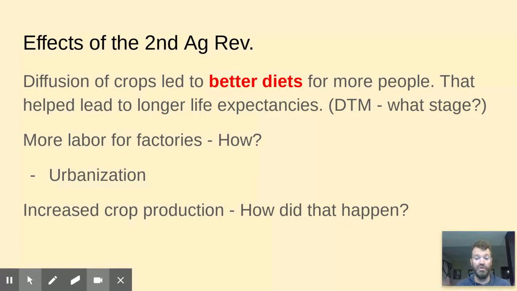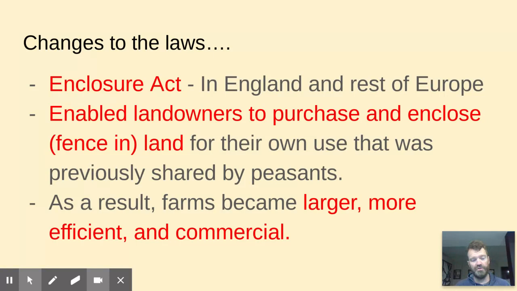All right. So changes to laws also affect the second agricultural revolution. The Enclosure Act in England and in the rest of Europe enables landowners to purchase, usually large amounts of land, and they enclose that land. So the people that already had some money could now purchase more land and then enclose it. That meant that the peasants, the poor people that had farmed this, maybe subsistence wise, or with a little bit of cash cropping where they'd make a little bit of money, are pushed out by these bigger agricultural units, by these bigger farms, because the bigger farms can produce way more food and can swamp the little guy.